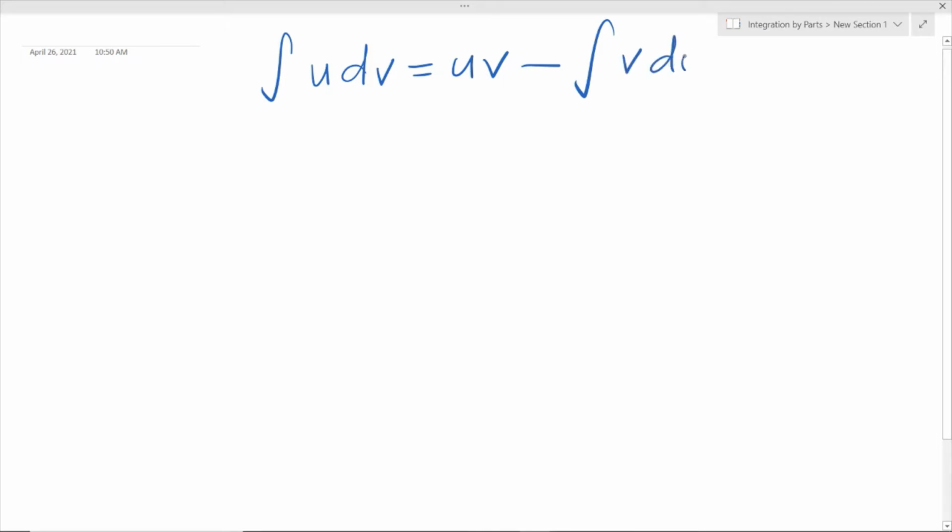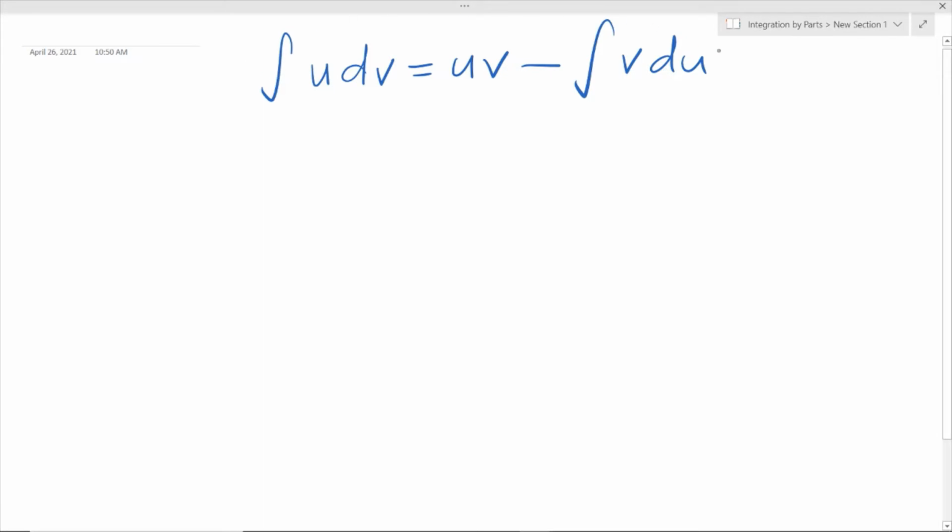Today I'm going to be talking about integration by parts. So let's say you have an integral that looks something like this, right? Somewhat in this form. The formula says that you can multiply u times v, and then you can subtract the integral of v times du, like that.